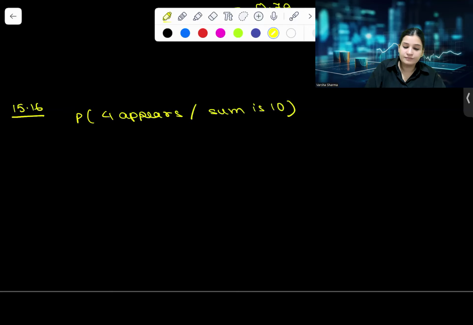Do you all agree? Yes, ma'am. So what should I now do? Sum is 10 is how much? 3: 4 and 6, 5 and 5, 6 and 4. Now what will I write in the numerator? Where does 4 appear? 4 appears twice. The answer is 2 by 3.